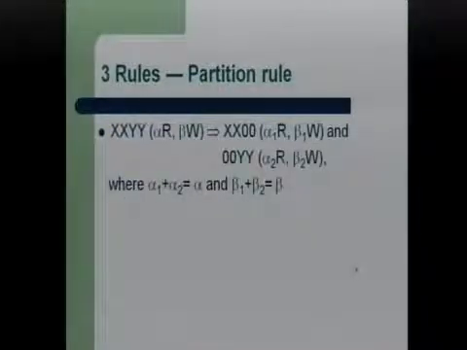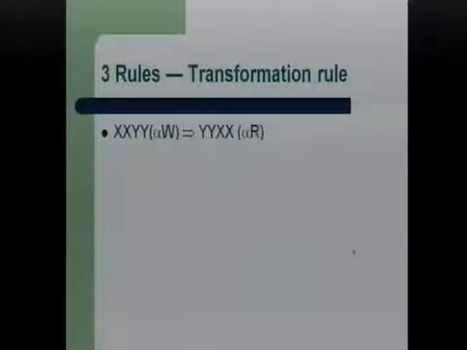The second one is partition rule. It states that if our trial is in the form XXYY, then we can interpret it as a combination of these 2 results, where the total number of red indicator and white indicators remains unchanged. The last one is transformation rule. It states that if the given hints are all white indicators, we can regard it as all red indicators after this transformation.